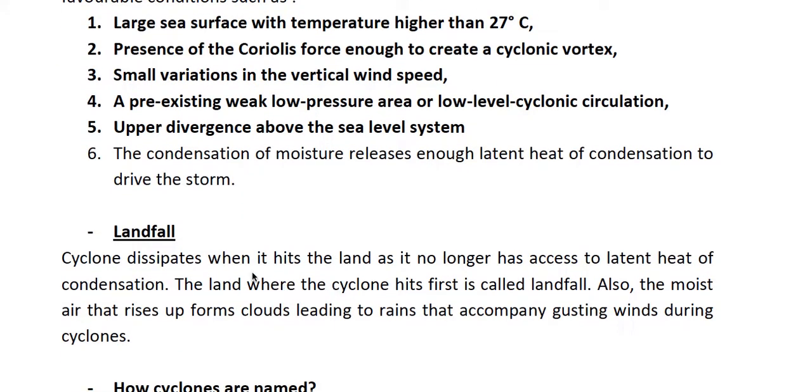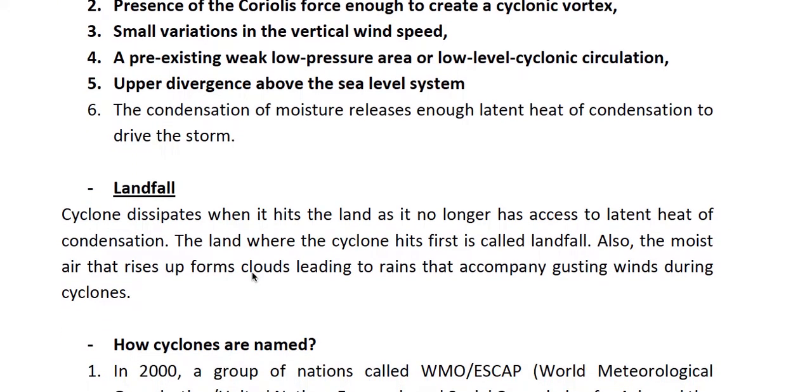So what is landfall? Landfall is the land area where the cyclone hits; that is, it made a landfall on the land area, right? So why does a cyclone die out on land? It is because it no longer has access to the latent heat of condensation. This is very, very important.